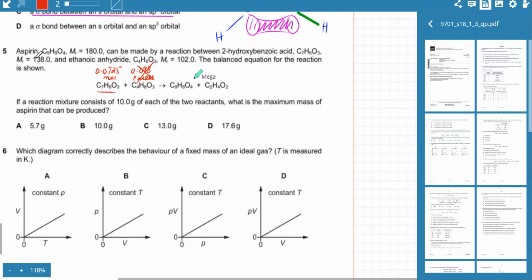Better. So you're going to use 0.0725 moles, right? That's the limiting reactant. You always use limiting reactant moles, never the excess moles, because they're not taking part in the reaction completely. So it's 0.0725 moles, and they're going to produce, which one was aspirin? This is aspirin. So the moles of aspirin would also be 0.0725. And you can just multiply it by the Mr and you can find the mass. The Mr of aspirin is also given, that's 180. So what's the answer? C. Okay, C is the answer.